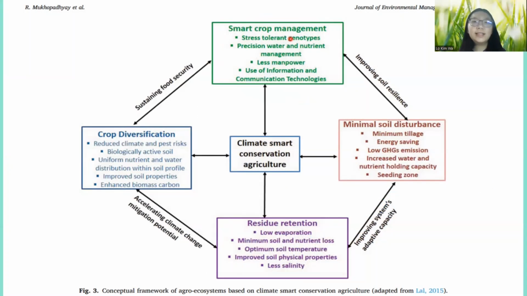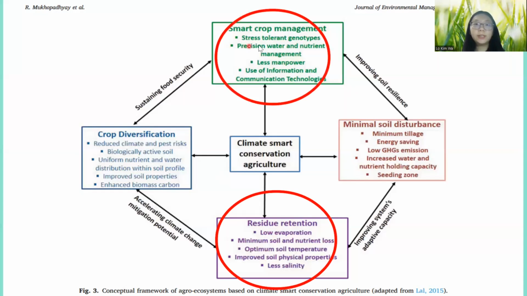As you can see, there are so many negative impacts brought by salinization. For sustainability, improving soil salinity is very crucial. From this picture, we can see that there are 4 elements involved in soil conservation. Here, we'll talk about some technological methods and sustainable methods mainly focusing on smart crop management and residue retention. That is precision water management, use of information and communication technologies, low evaporation, and less salinity.